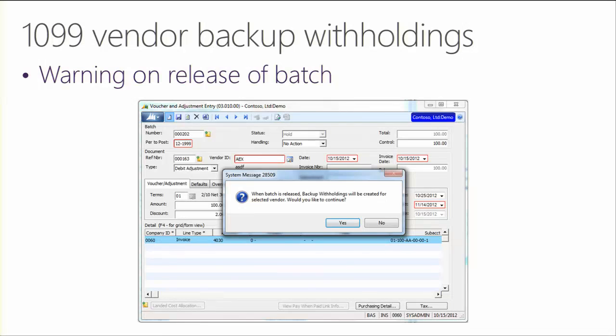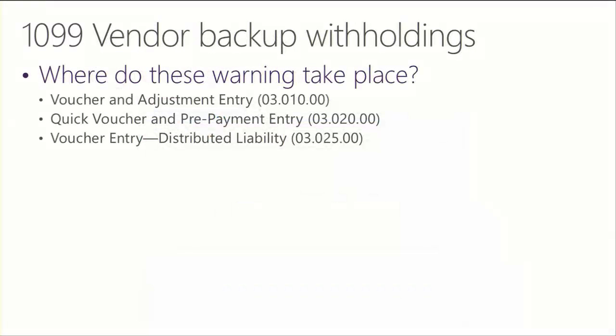So we saw the examples here in the voucher and adjustment entry screen, Jeff. Is that the only screen where you'll see those? No, it's not. As a matter of fact, I led into that next slide. That was great. Oh yeah, it's not my first rodeo. We've also got the quick voucher and prepayment entry, as well as the distributed liability screen, which is where you'll also see those warnings. Excellent.